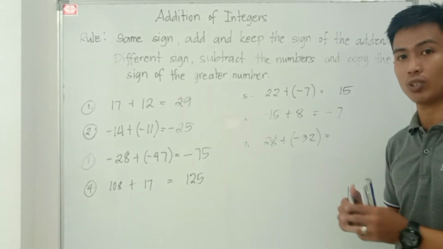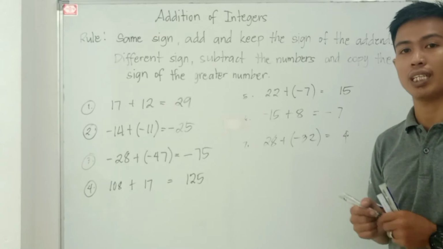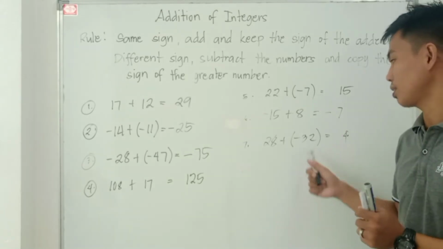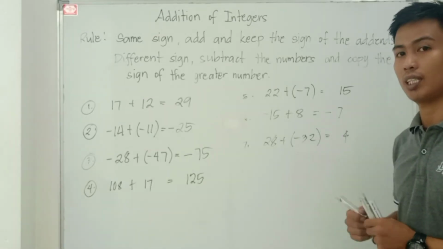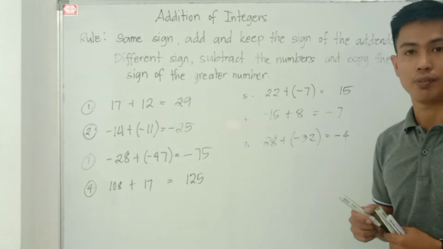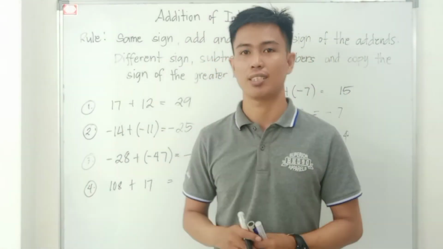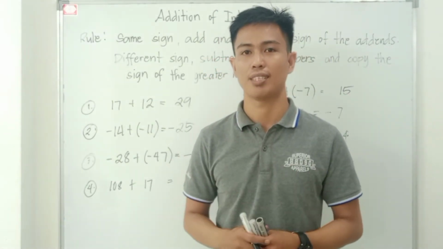So, 32 minus 28 is 4. Tapos, kukunin natin yung sign ng mas mataas na number, which is 32. So, ang sign niya is negative. So, ibig sabihin, ang sagot is negative 4. So, and that is how you add integers using the rules.